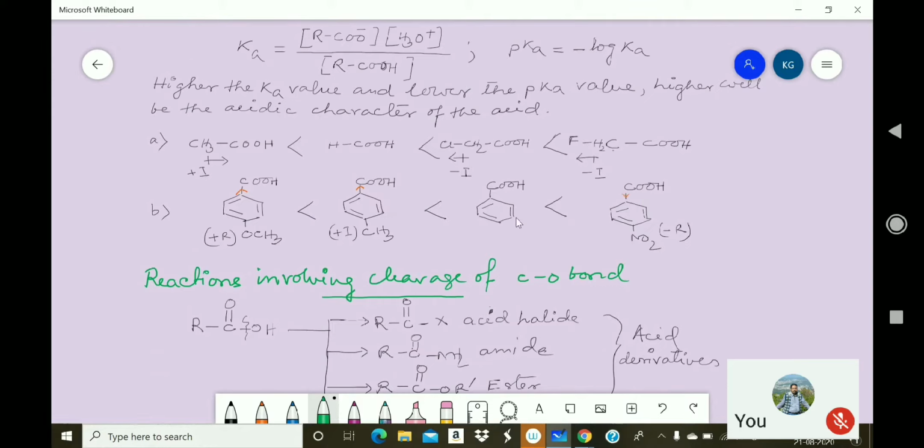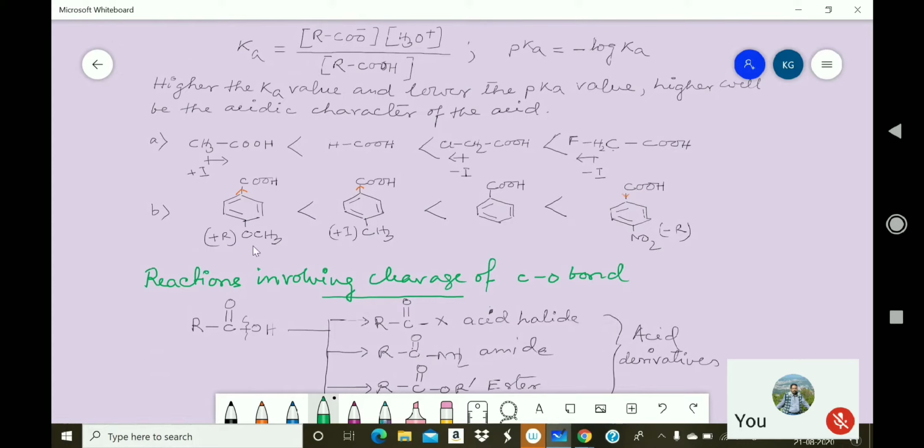Now, this withdrawal effect is not there in case of benzoic acid, whereas paramethyl benzoic acid is having plus I effect, it donates electron into the ring. Therefore, the carbonyl carbon of the corresponding carboxylic acid is having a donation from the ring towards this carboxylate ion, carbonyl carbon of the carboxylic acid group. Therefore, its acidic character will be less.